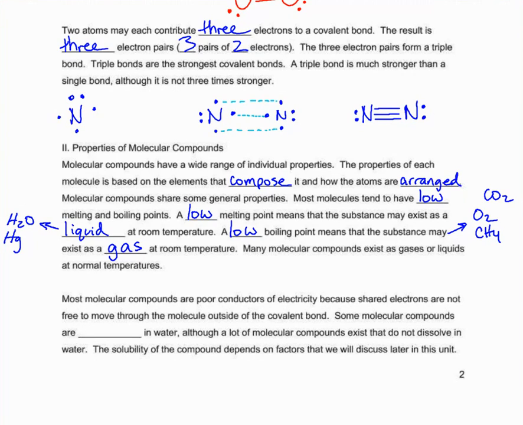Something else about molecular compounds is that they tend to be really poor conductors of electricity because they're sharing electrons. These are going back and forth in a chemical bond, in a covalent bond, but they don't move outside of the molecule. They're not free to move outside of the covalent bond. So they are sharing really well between two atoms, but they don't want to share with anything else. They're sharing a little bit, and that's good enough. They're not going to keep sharing with other things.